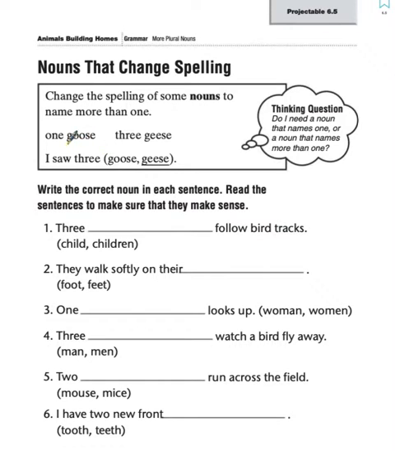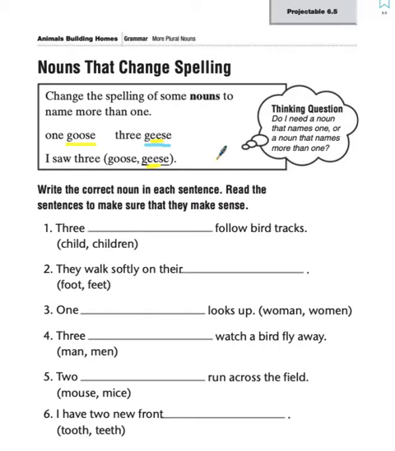See how goose is G-O-O-S-E? And then we change it to geese. We change this part right here. The O-O turns into an E-E, G-E-E-S-E. So when we would be talking about seeing more than one goose, like I saw 3 geese, we have to change the spelling to G-E-E-S-E.